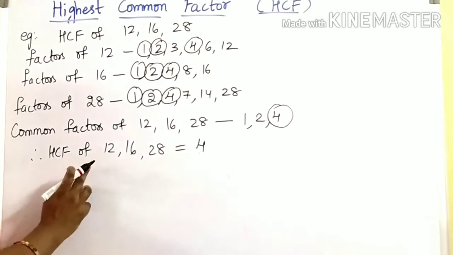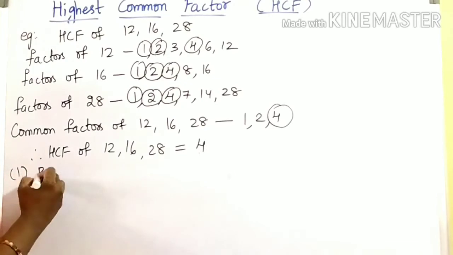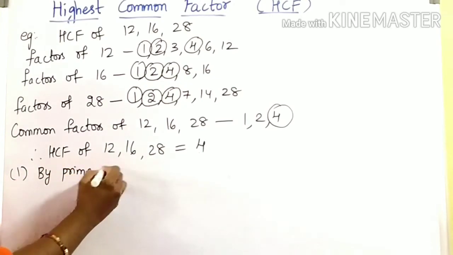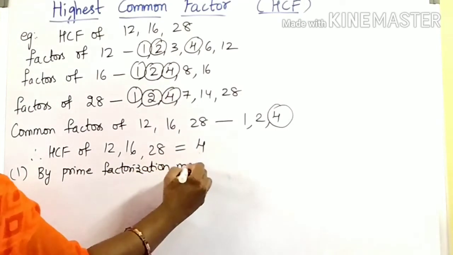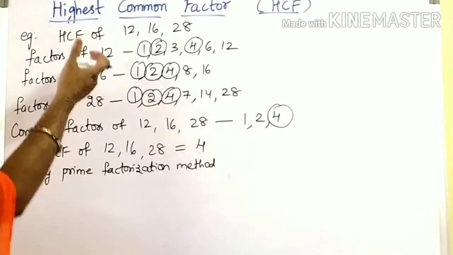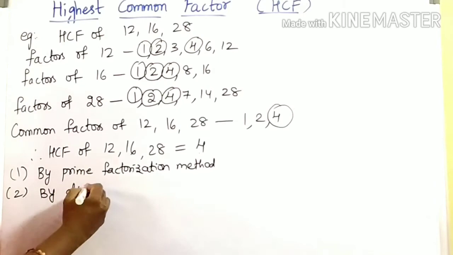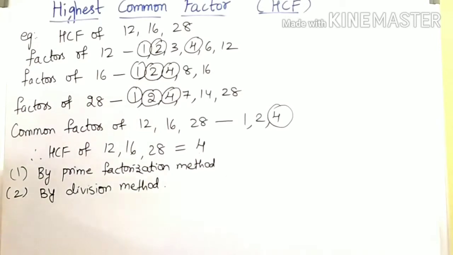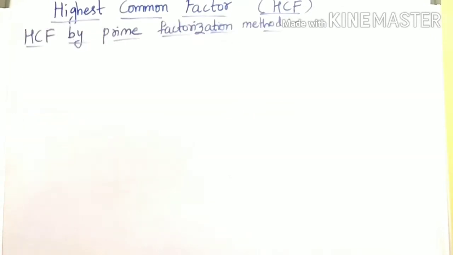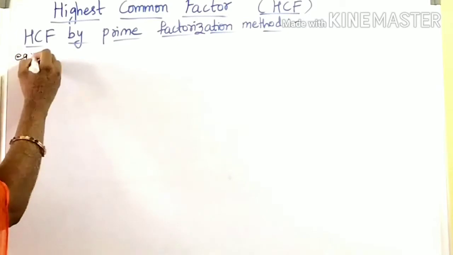Here we can find the HCF of any given numbers by using two methods. The first method is the prime factorization method. The second method is the division method. I am going to discuss both methods in this video. First we will discuss the prime factorization method. By taking an example I am going to explain.